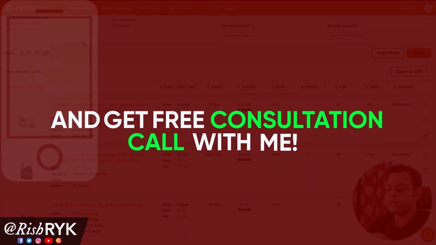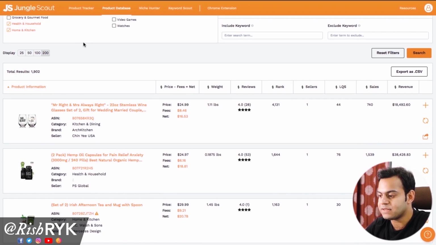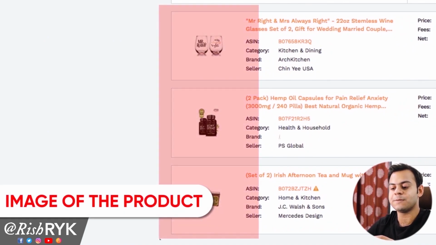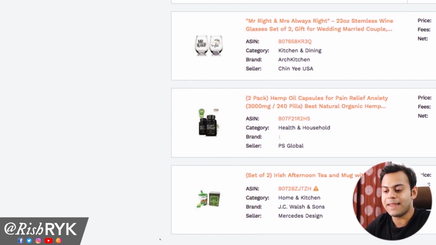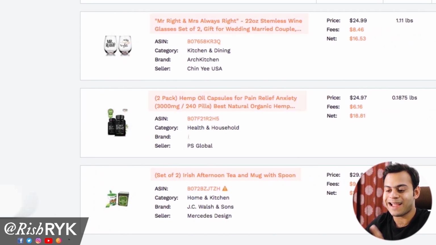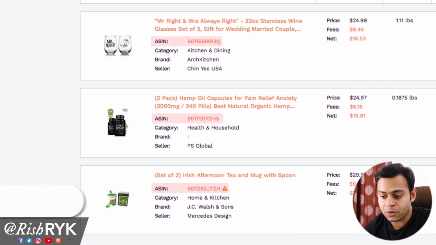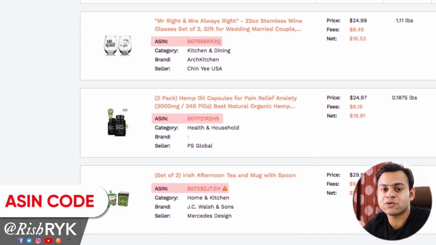Alright, before we move ahead, I'm going to focus on one of these rows and tell you exactly what we see here. On the leftmost side, we first see the image of the product. It's usually the first image of the product on the listing on Amazon. Next you see the title of the product, which is exactly as on Amazon. Then below the title you see the ASIN code, which is a unique ID that Amazon gives to every product. You can click on either the name of the product or the ASIN to go directly to Amazon and check this product out over there.